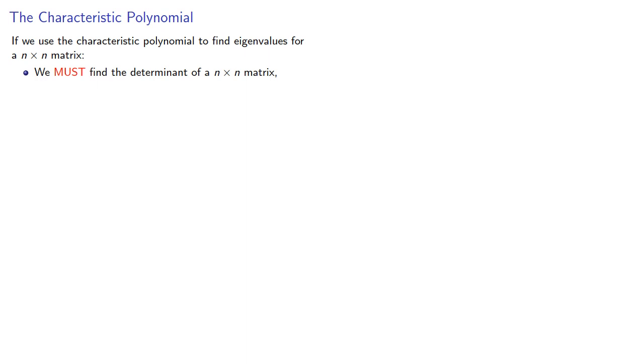And so the important thing to recognize here is that if we use the characteristic polynomial to find eigenvalues for an n by n matrix, we must find the determinant of an n by n matrix, and we must solve an nth degree equation. Now, both of these are very hard to do, but the reward is that when we do this, we will obtain all the eigenvalues, and consequently, all the eigenvectors.